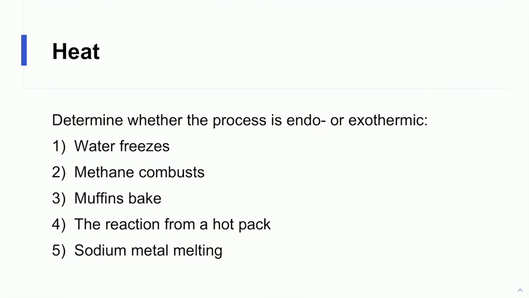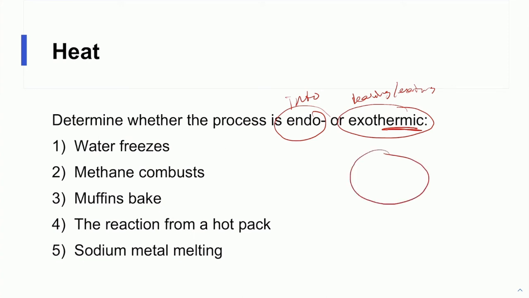So with heat, determining whether something is endothermic or exothermic, endo refers to into, okay, and exo refers to leaving or exiting, right? And what that means is we're determining whether heat is going into or out of a system. That's what we mean by thermic. Therm is heat. So endo or exothermic means is heat going into or out of a system. Now, a system is whatever we're referring to as the main object, and everything else is the surroundings, okay?